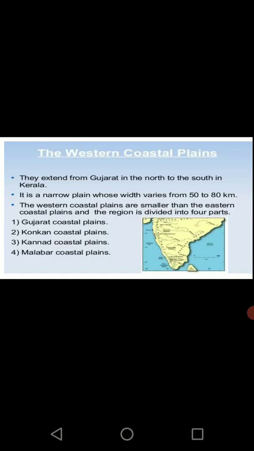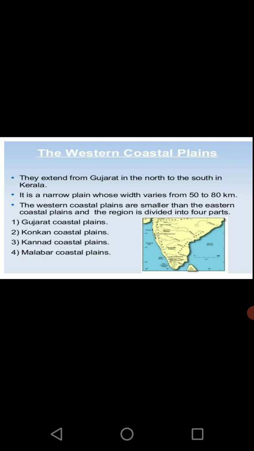Now these coastal plains are named differently in different parts. As you will see, in Maharashtra and all, they are called Konkan coast. As we move towards Karnataka, they are Kannad coast. And in Kerala, they are known as Malabar coast. Whereas on the eastern side, the Tamil Nadu region and Andhra Pradesh region is called Coromandel coast, and the upper part, Odisha and all, is known as Northern Sircar coast.